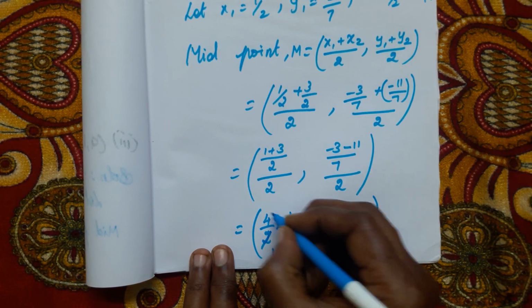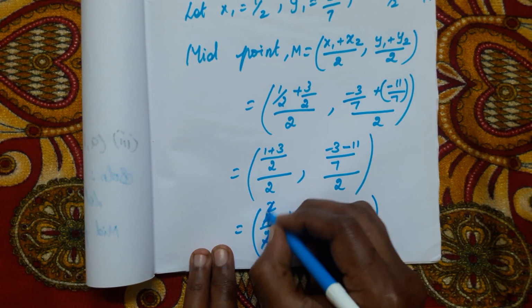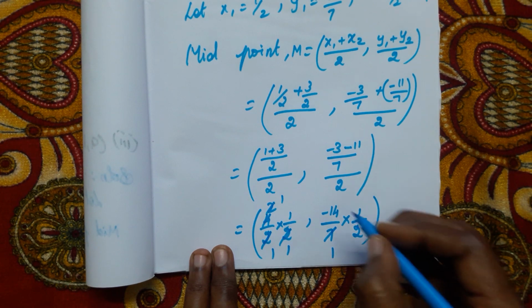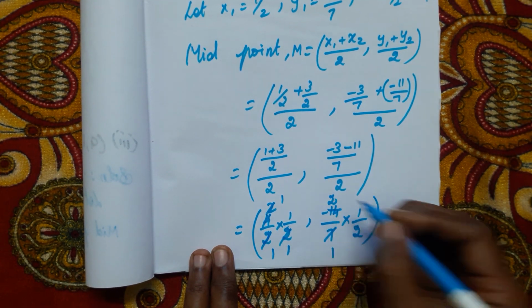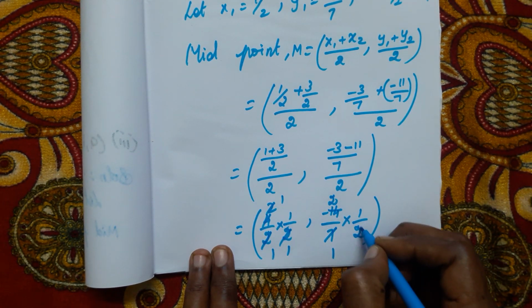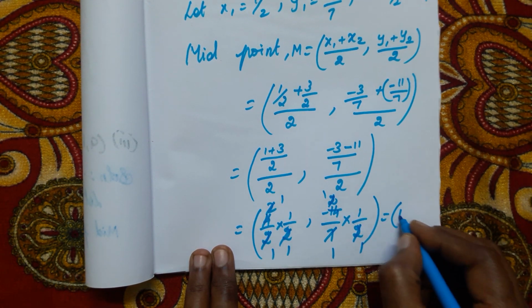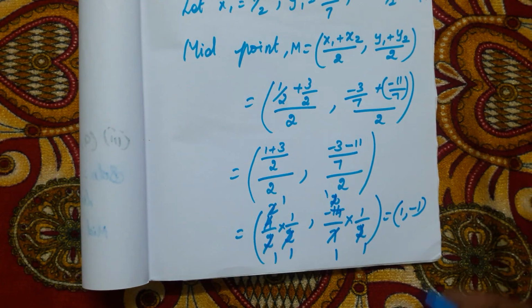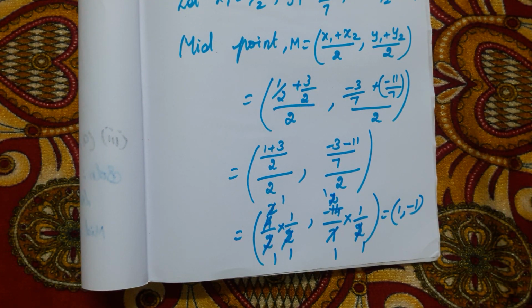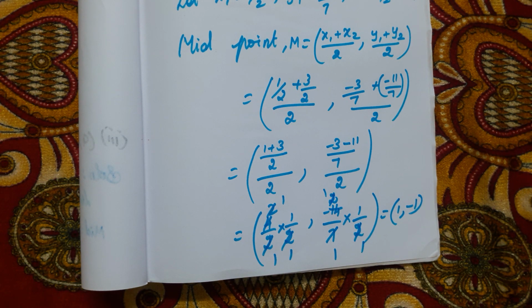Next 1 2 is 2, 2 2s are 4. Here also 1. Next 1 2 is 1, 7s are 7, 2 7s are 14. Next 1 2 is 2. Here also 1. It is equal to 1 comma minus 1. So midpoint is equal to 1 comma minus 1. Any doubt in here? Okay, clear?